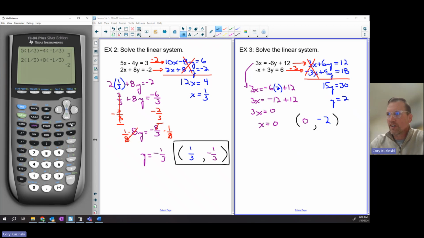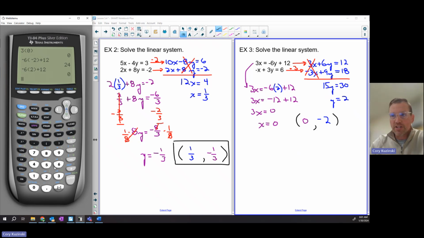Let's check it out. Let's go over here to the calculator. Let's do 3 times x. Well, we know that's 0. And then on the right side, -6 times y plus 12. That's 0. No. Oh, because it's not -2. Let's try that out again. I don't want to plug -2 in there. I just want to plug 2 in there. Okay, so yeah, 0 equals 0.